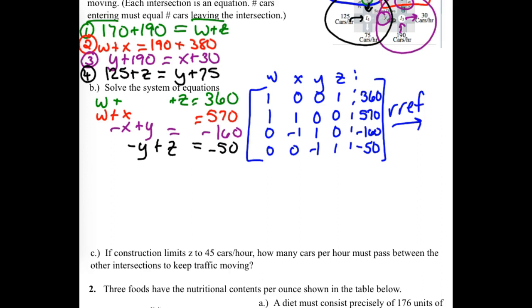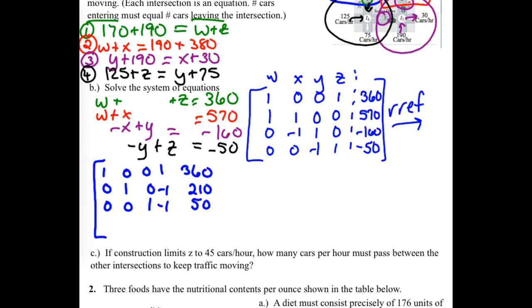All right, checking our answer matrix. We should have 1, 0, 0, 1, 360. Our second row, 0, 1, 0, negative 1, and 210. Our third row, 0, 0, 1, negative 1, 50. And our final row, all zeros. And again, what that tells me is that my Z variable can be anything.